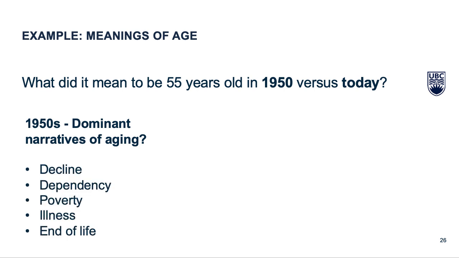In the 1950s, at least in a Canadian context, aging was portrayed as a period of decline and dependency on others for support. This included economic support and an increase in likelihood of poverty. And we'll look at data that supports this. It was also associated with illness, lower quality of life, and ultimately the end of life.